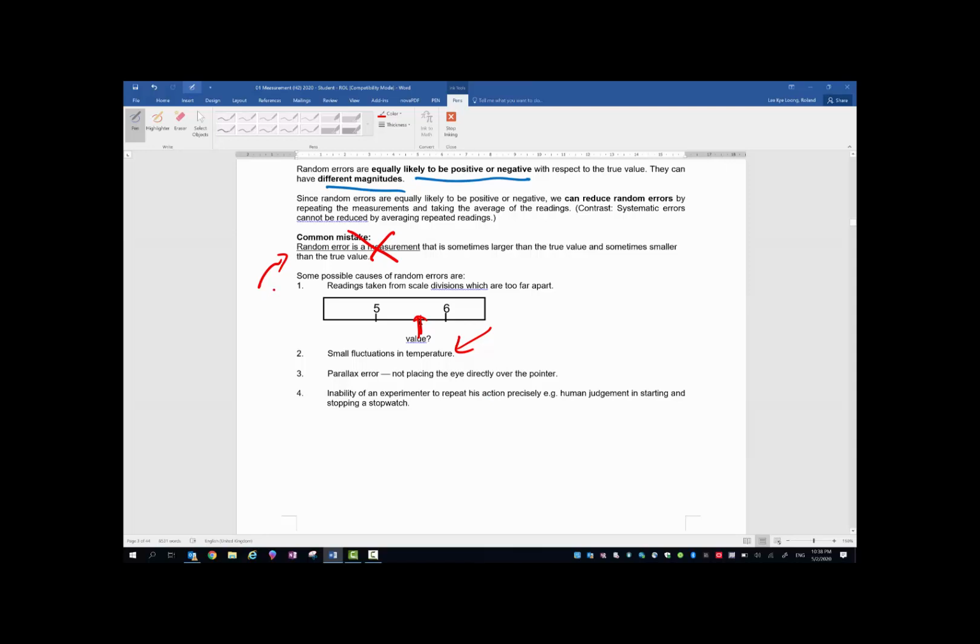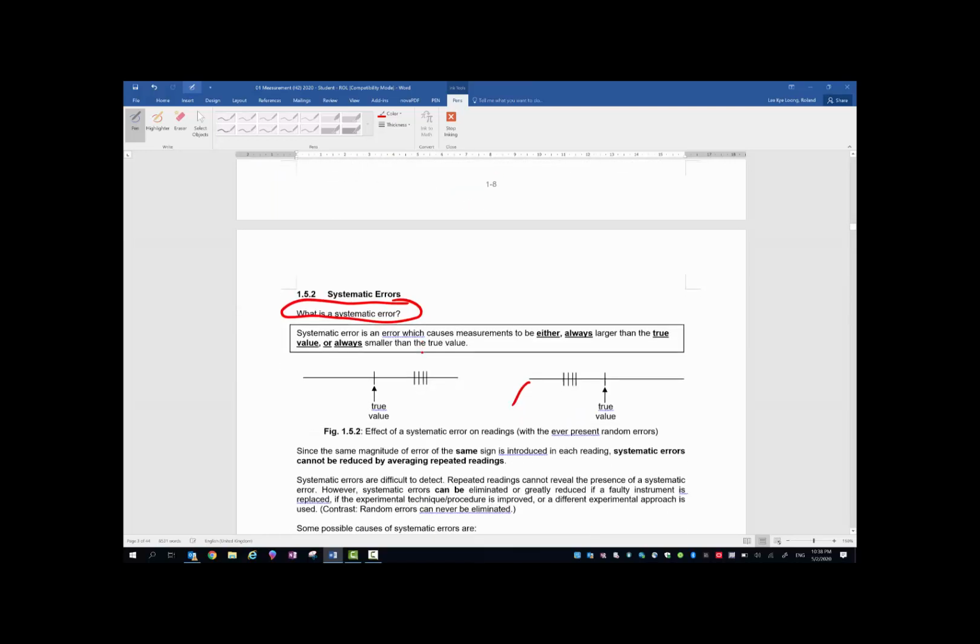Temperature can make the measurements sometimes larger or sometimes smaller because of small fluctuations in temperature. Temperature affects readings, absolutely. But sometimes the temperature can increase, sometimes it can decrease, so it will affect the reading to be either one way or the other. Okay. Now, what is systematic error?